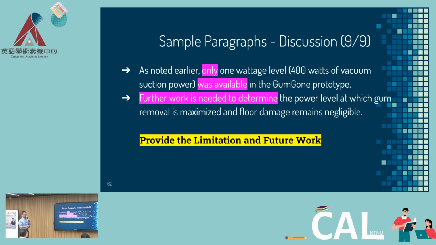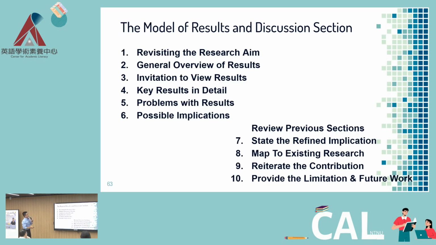So provide a limitation and future work. Your audience wants to know how to apply it. So is there any limitation? As noted earlier, only this vacuum suction power is available. So further work is needed to determine it. Probably we can have a more powerful vacuum machine, but probably you damage the floor. So you want to test the gum removal level and the vacuum machine suction power. Okay, so that's pretty much everything.